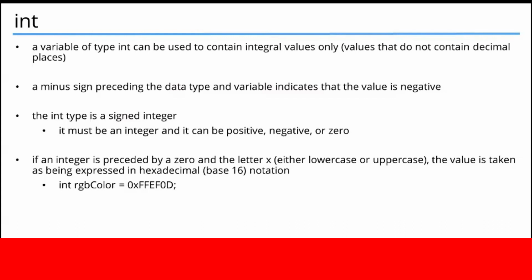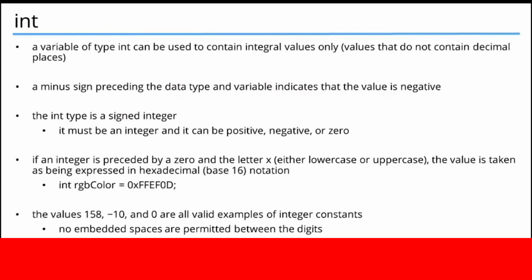So you may see this occasionally in your program where somebody is assigning a hexadecimal number, and you are probably thinking an int only stores a decimal or whole number, but it can also store different representations. This one has 0x preceding it. The values 50, 158, negative 10, and 0 are all valid examples of constants that you can assign to integer variables.